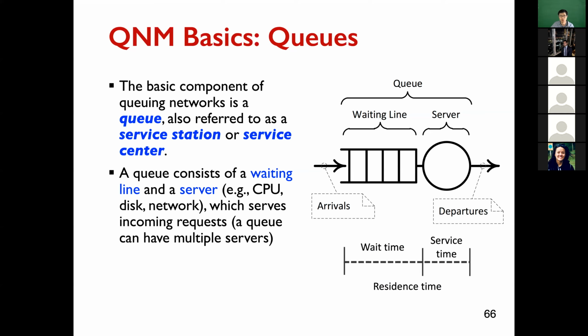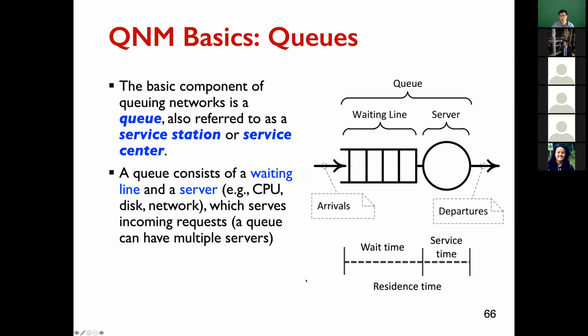And here we have some concepts about time, right? Wait time: the time you spend in the waiting line is the wait time. Service time is when the request is actually processed by the server, for example, the CPU or the disk. And there's residence time. Residence time is adding wait time and service time together. It's the time from the arrival of the request to the queue until the departure of the request from the queue. Okay. So this is a queue.